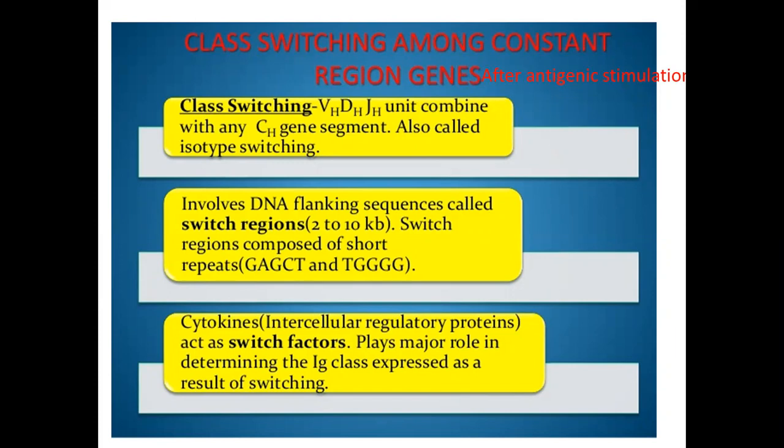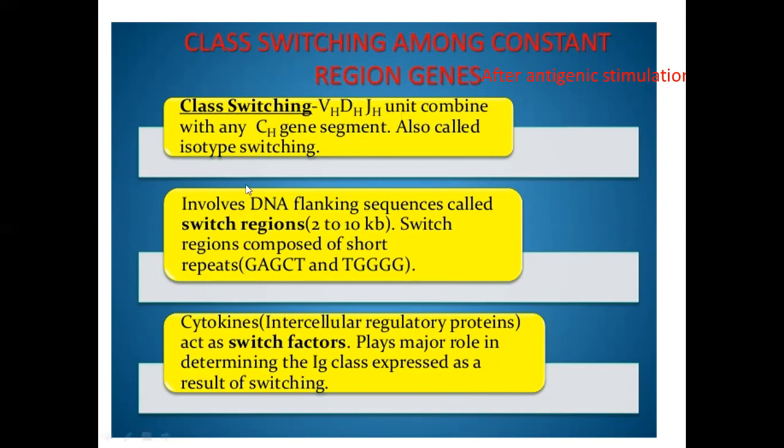So here the VH, DH and JH, that is the heavy chain variable, D and J region units, combine with any of the CH gene segments, any of the constant gene segments, which is also known as isotype switching. So the heavy chain variable region can combine with any of the constant gene segments, which is known as isotype switching. This takes place after the antigenic stimulation of the B cell.